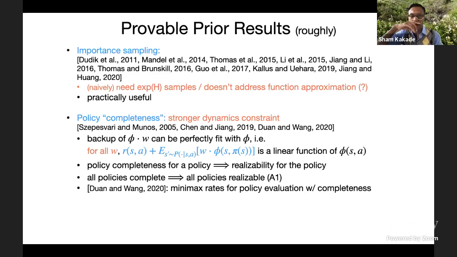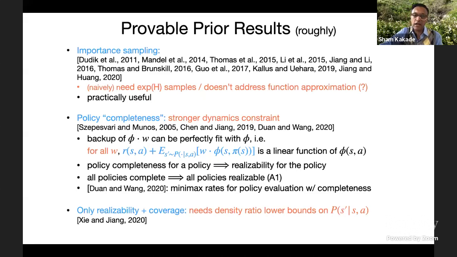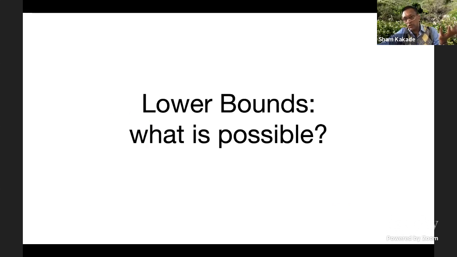Recently, there's a bunch of work here. Chabo is one of the earlier authors in a more general setting, but specifically for policy evaluation with completeness, there's a recent paper by Duan and Mengdi showing minimax rates with a stronger condition. And if you don't have this condition, there's a recent paper by Nan and Ji showing that with stronger density ratio lower bounds, you can do it. But all of these are significantly stronger conditions. The question is, what is possible here, because these other conditions are substantially stronger than regression?